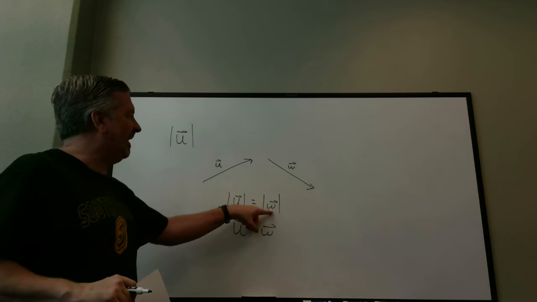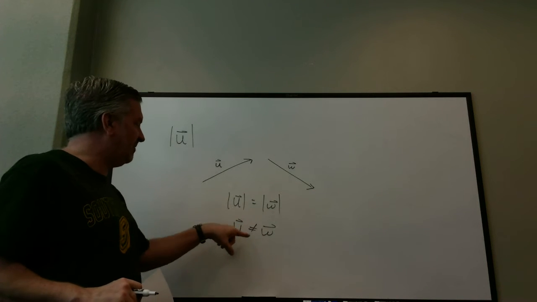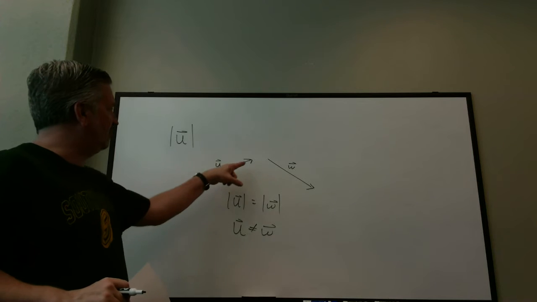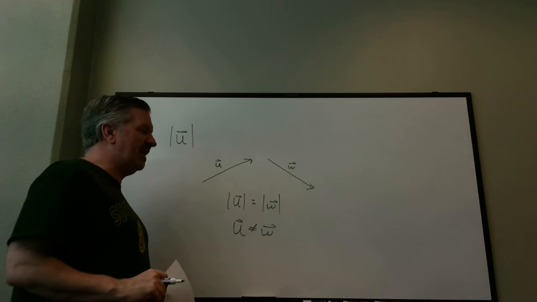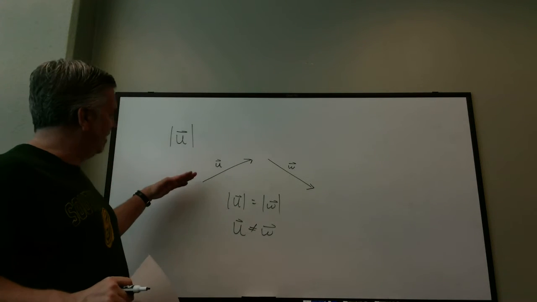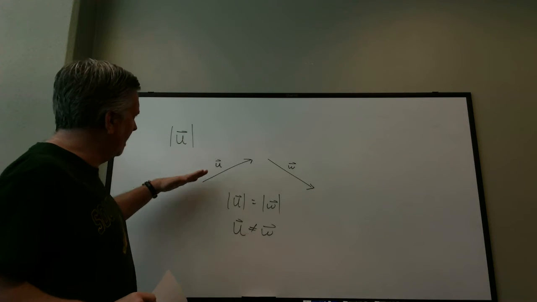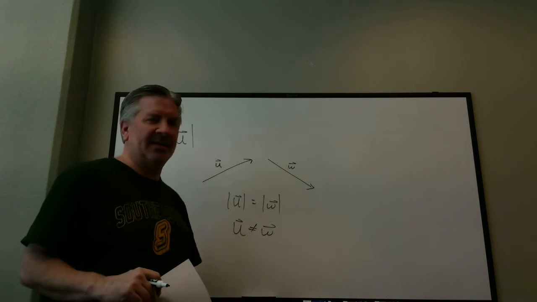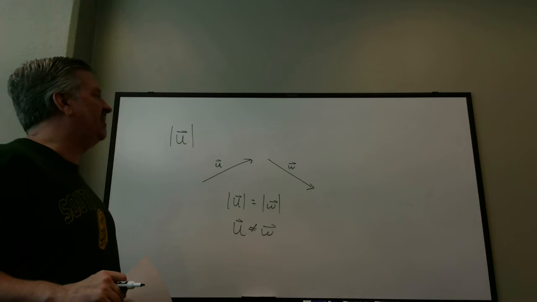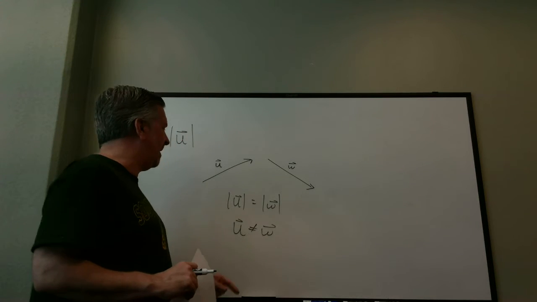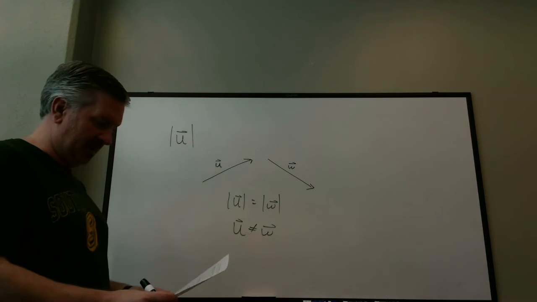These are just saying the lengths are the same, but they're not the same vector, because what does it mean for two vectors to be the same thing? They have the same magnitude and same direction. This one's heading in a northeast direction, this one's heading in a southeast direction. So they have the same magnitude, but they don't have the same direction, so they're not the same vector.